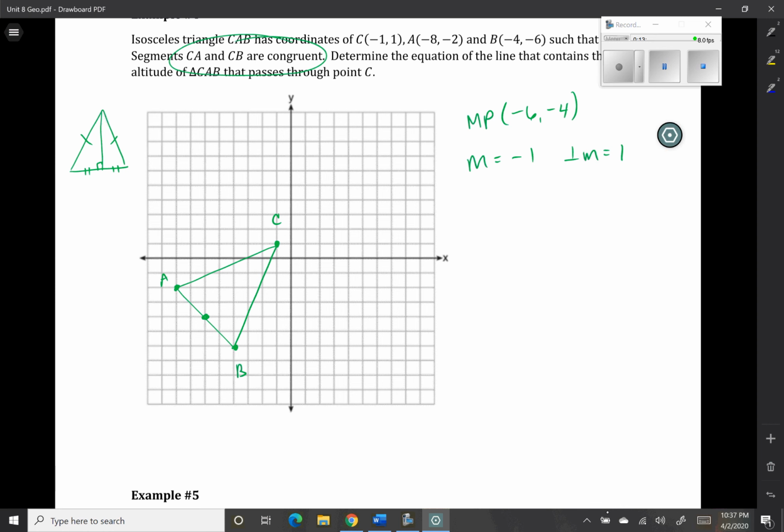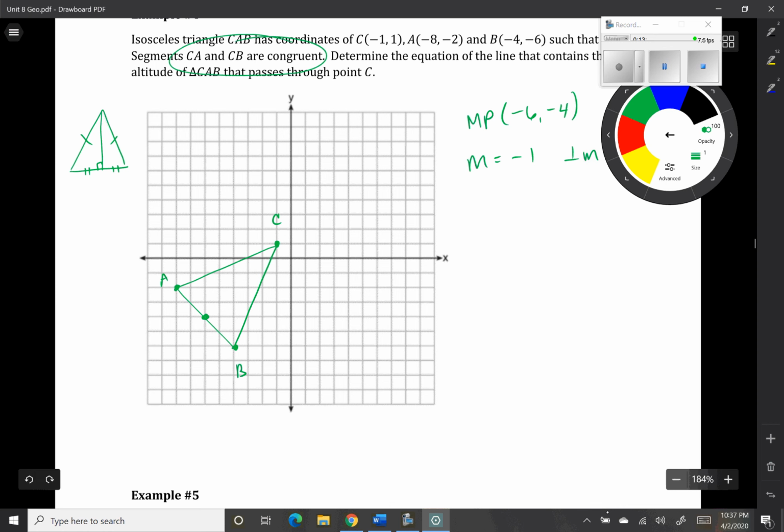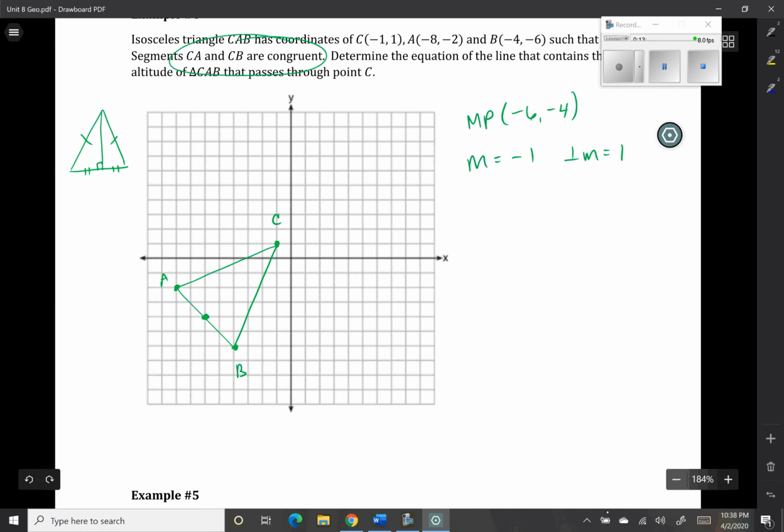So I want to draw a line that's going to have a slope of positive 1 that passes through this point here. So I'd go up 1 over 1, and I want to draw this line in before I do any of the algebra to make sure that it actually passes through C, which it does. So this diagonally drawn line here is going to be perpendicular here, making it an altitude, and it passes through C here, satisfying the restriction they asked me about.